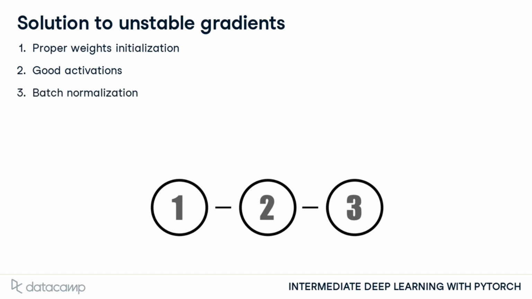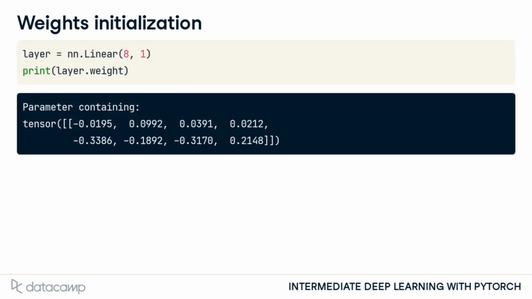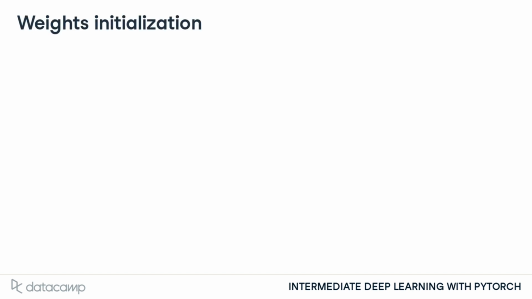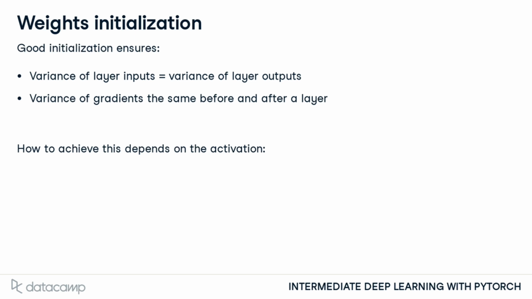Let's review these steps. Whenever we create a torch layer, its parameters stored in the weight attribute get initialized to random values. To prevent unstable gradients, research showed that initialization should ensure that the variance of the layer's inputs is close to that of its outputs, and the variance of the gradients is the same before and after passing through the layer. The way to achieve this is different for each activation function.